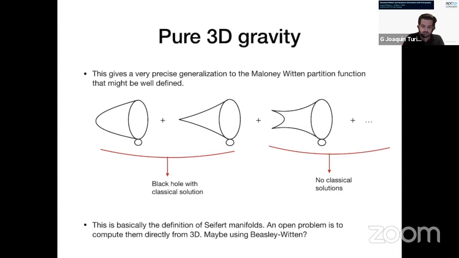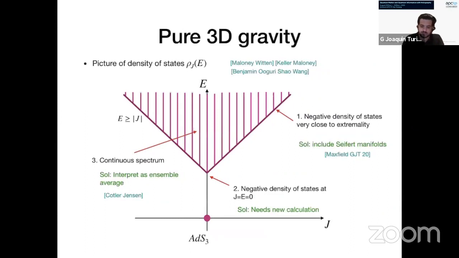In 3D, they have a name. They are Seifert manifolds, and it's an open question that I'm thinking about to compute them directly from 3D. I think this is probably doable. There is a paper of Beasley and Witten where they show that all Chern-Simons theories on Seifert manifolds can be computed by localization. So there is some hope that one might be able to compute all these contributions. To summarize the story, the solution for this negativity close to extremality is to include Seifert manifolds.